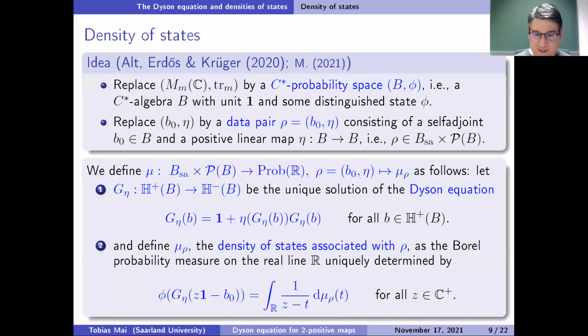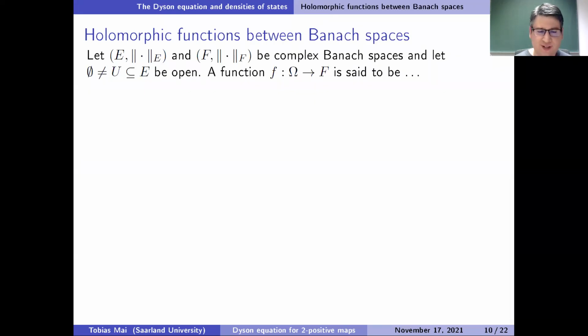But there are some problems. First of all, I told you here about Cauchy transforms. I said that this function on the left-hand side is actually a Cauchy transform, and hence can be written in the usual form as a Cauchy transform. But for that purpose, we must be sure that the left-hand side in the argument is a holomorphic function. And in order to get this, one should better have the G eta, this unique solution of the Dyson equation, to be a holomorphic function in an operator valued sense. And this is what requires the notion of holomorphic functions between Banach spaces.